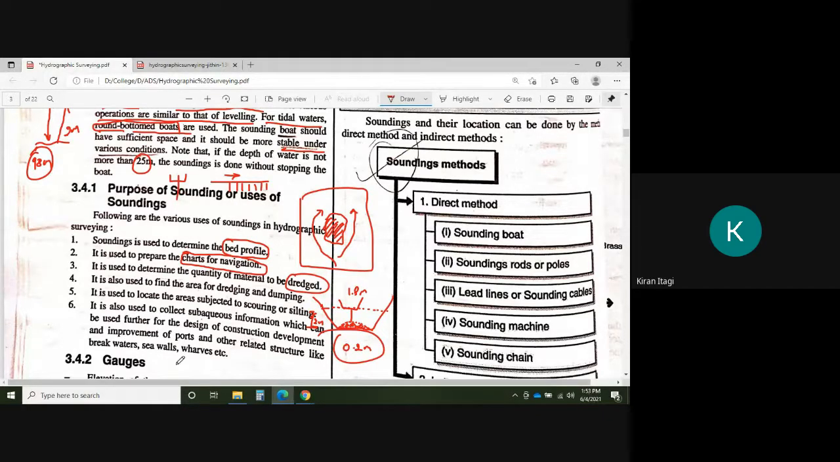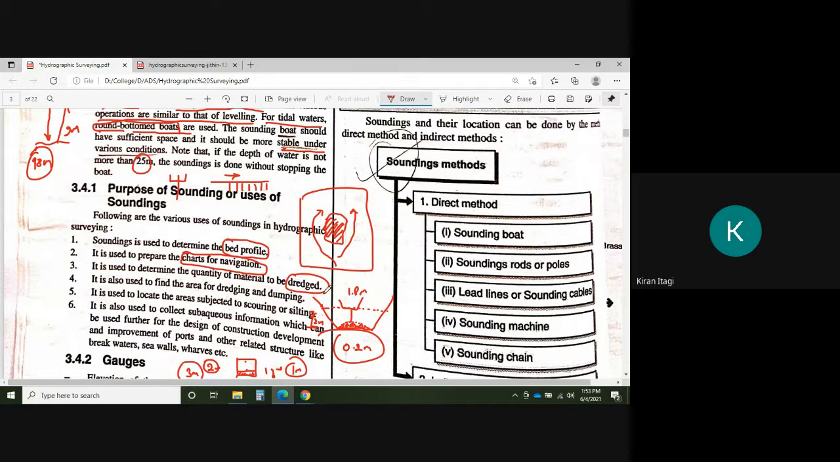If you want a day-to-day example, in your home you have a sump tank or a water tank. If you don't wash it for 1 year, there will be accumulation of mud at the bottom. So the actual depth of your tank is how much? Say 3 meter, and when you take a tape and measure, you are getting say 2 meter. So how much mud has accumulated at the bottom of the tank? It is 1 meter. So 1 meter of mud has to be removed.